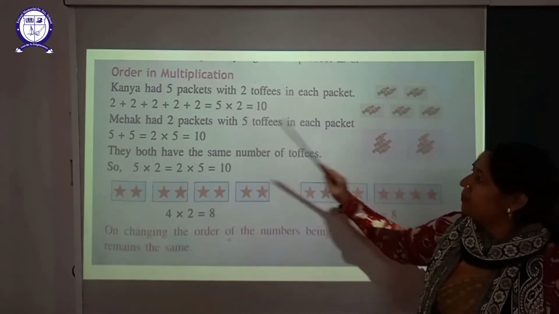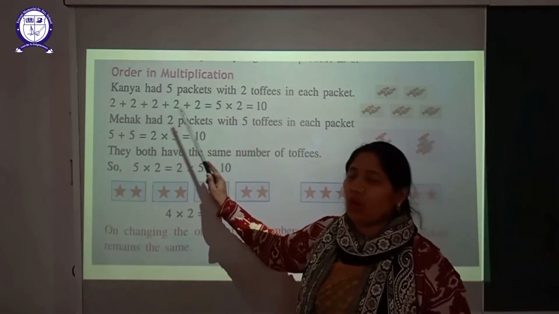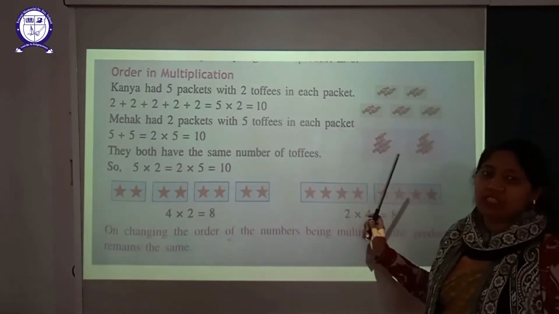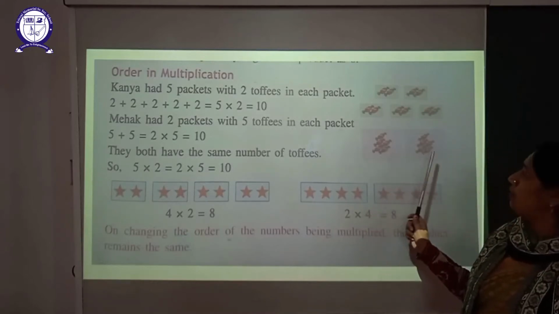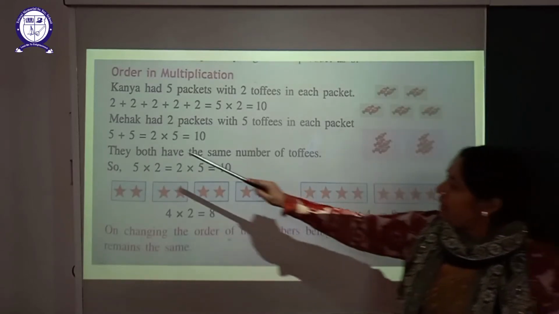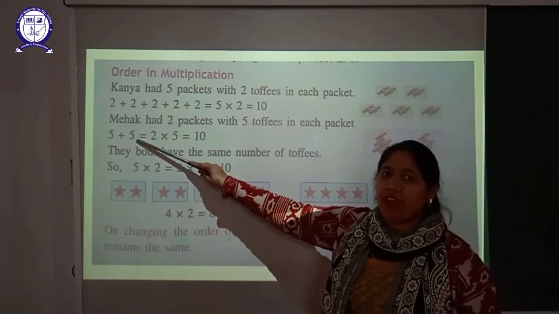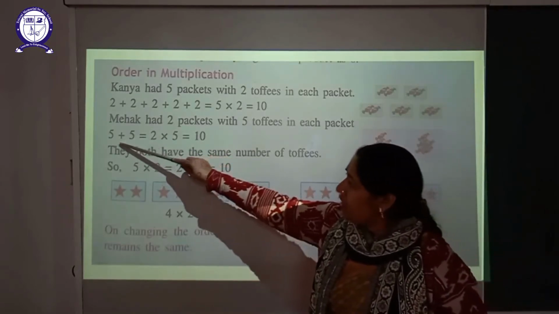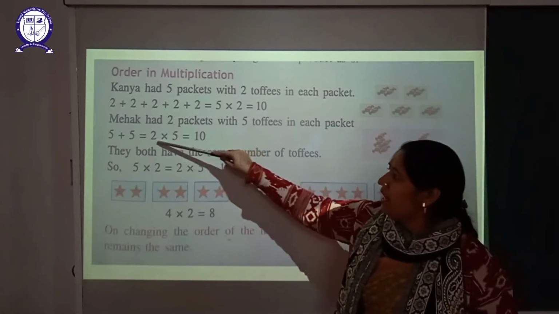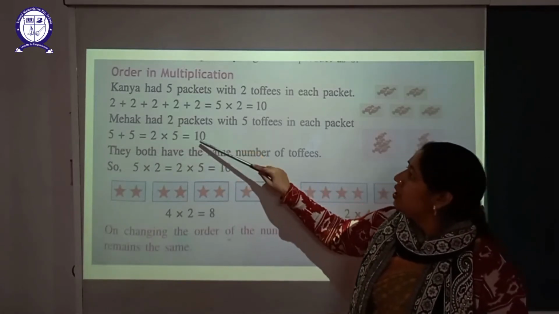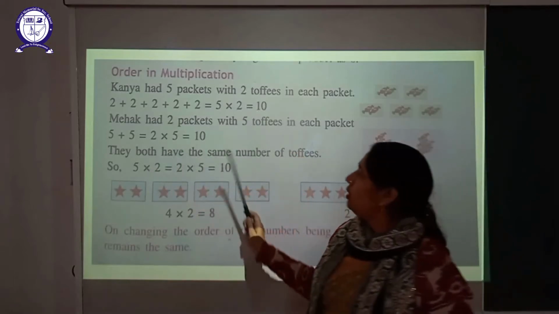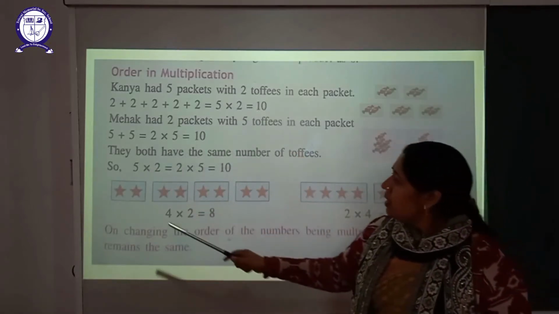5 2s are 10. And also another girl, Mehak, has 2 packets with 5 toffees. Look here, there are only 2 packets and each packet contains 5 toffees. So 1 times 5 and 2 times 5. This is the addition sentence of multiplication and this is the multiplication sentence. So in both cases the answer is 10. So they both have the same number of toffees.